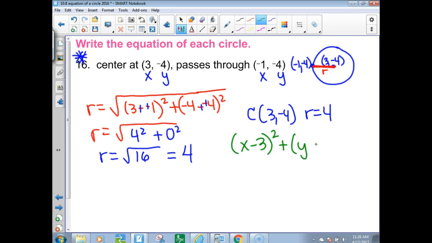Sorry, plus, thank you. y. Okay, so plus (y plus 4) quantity squared equals? Yes, 16. 4 times 4. You're squaring the radius at the end. Good job.